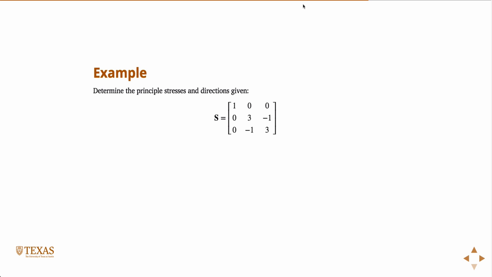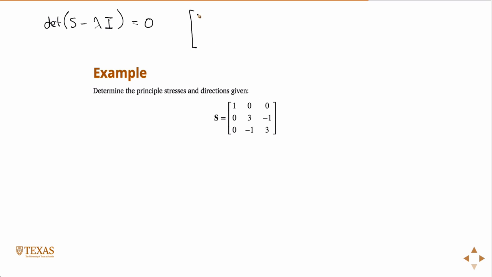The determinant of S. Close. S minus lambda times the identity matrix, right? Yeah. Right. So you take the determinant of S minus lambda I equal to 0. Okay. So first let's write down what S minus lambda I is.